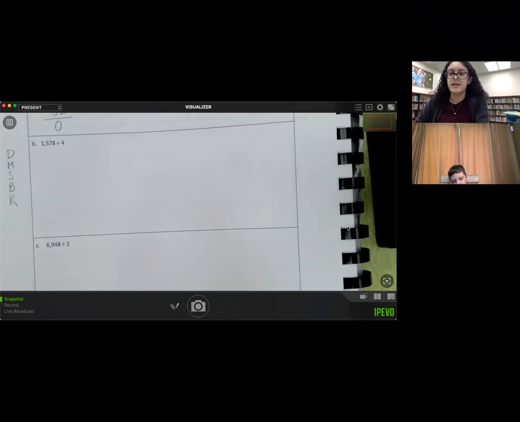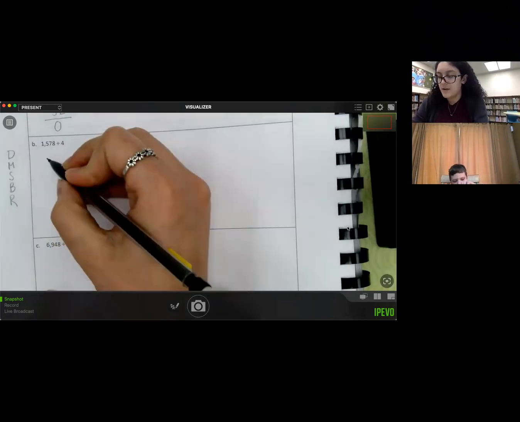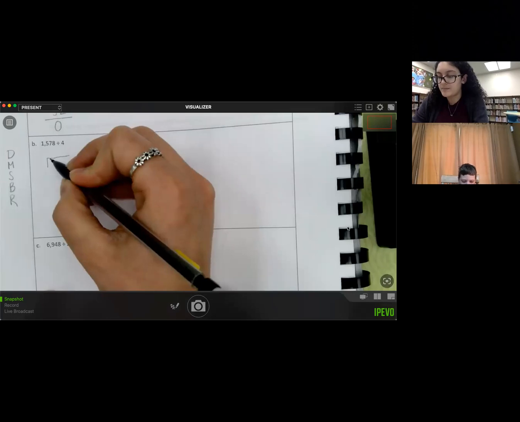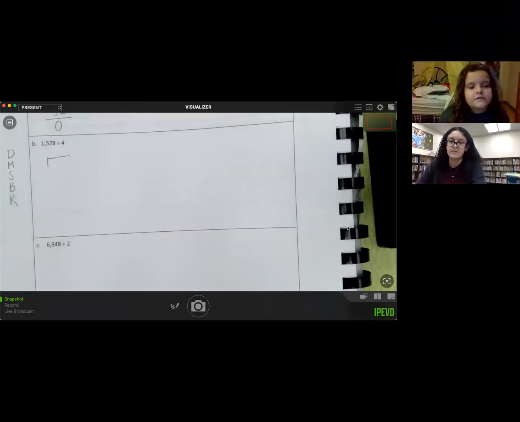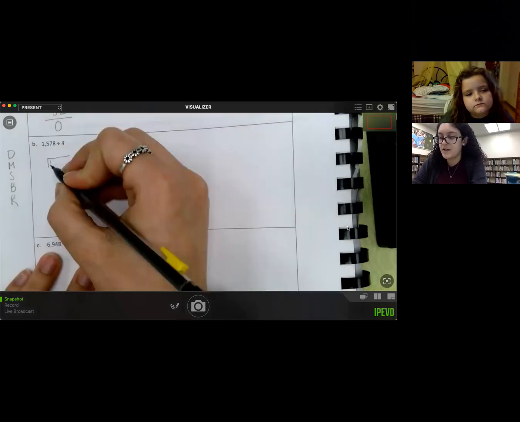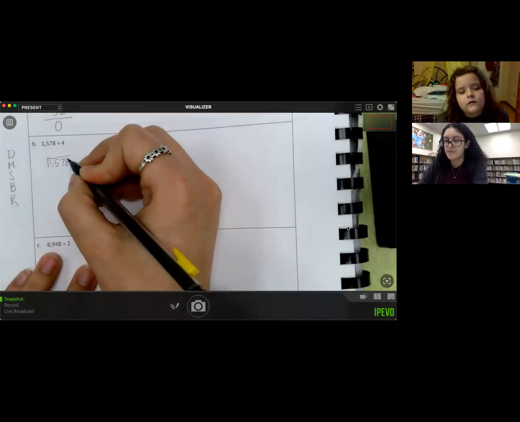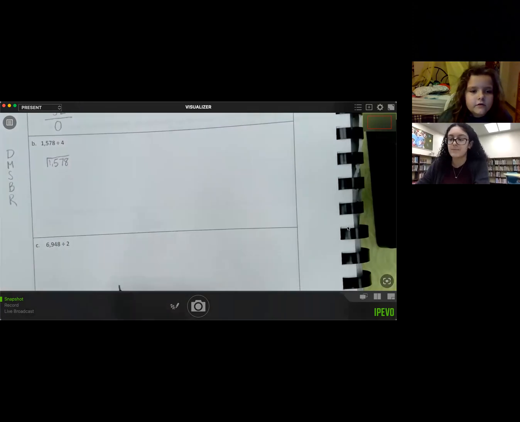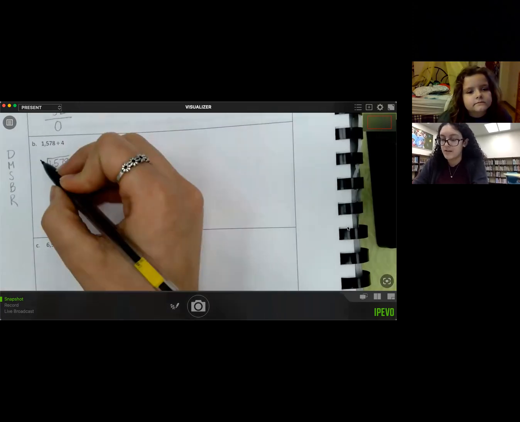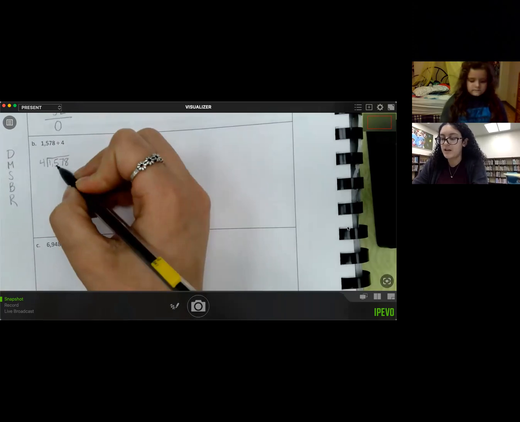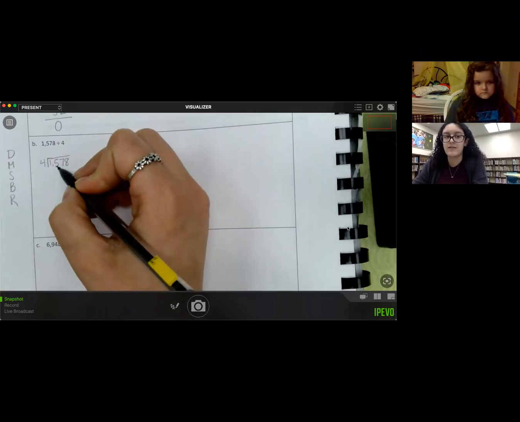All right, so Tegan, I want you to help me set up my bracket for this problem. 1,578 goes inside the bracket. Right, it goes inside of our bracket. And the 4 goes on the outside. We have 1,578 divided by 4.